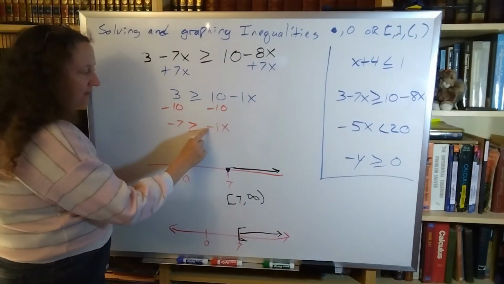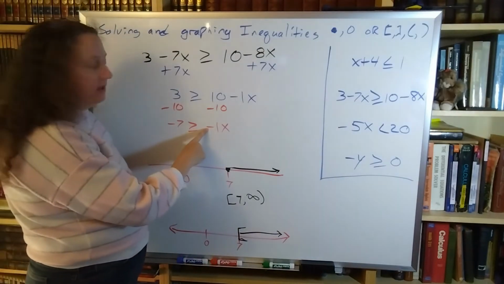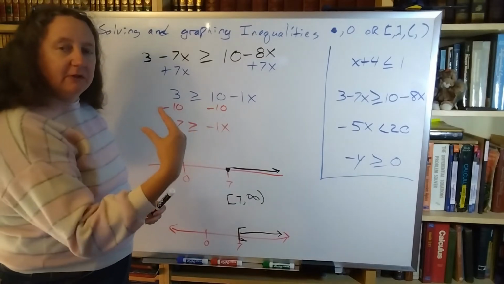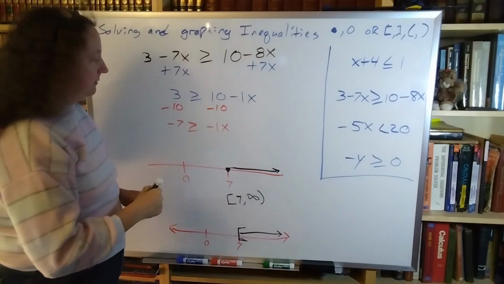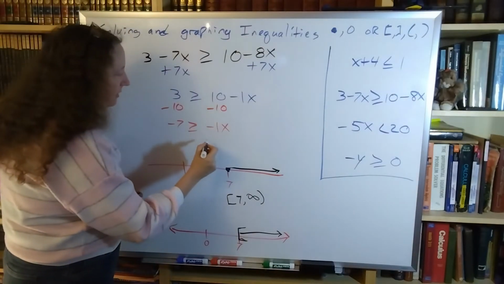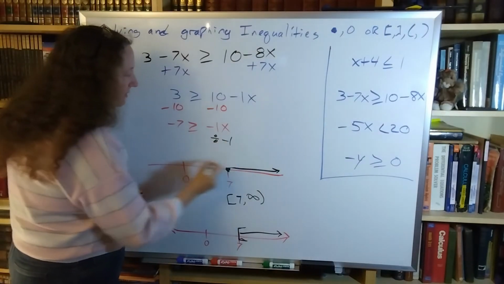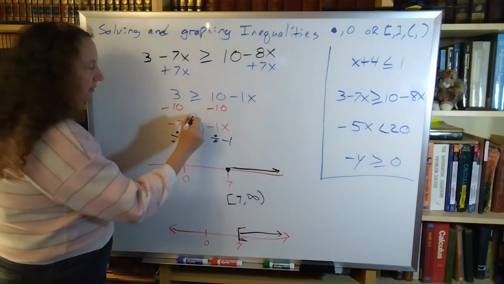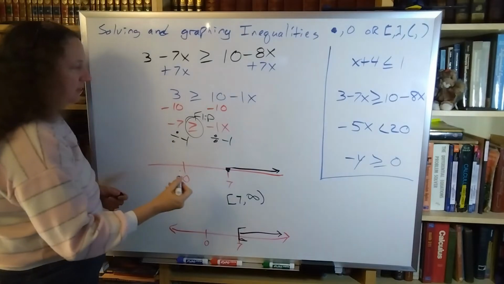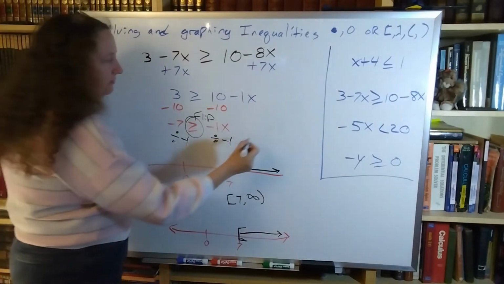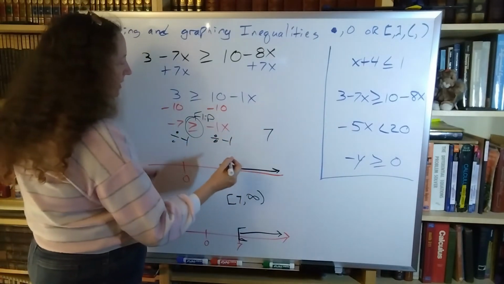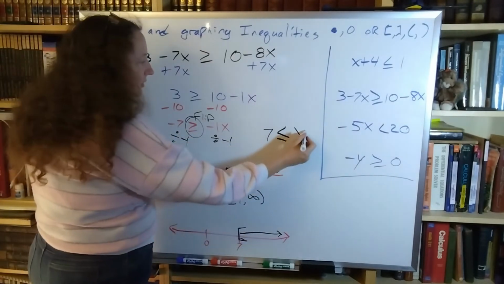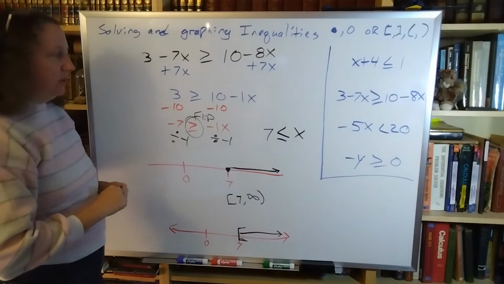I still have this negative sign over here. I need to get rid of the negative sign. But when I multiply or divide by a negative sign, I have to flip my inequality around. So I'm dividing out the negative 1, dividing out negative 1, and then this gets flipped. So I have negative divide negative is positive, 7. Flip my sign, and then I have my x. So 7 is less than or equal to x.